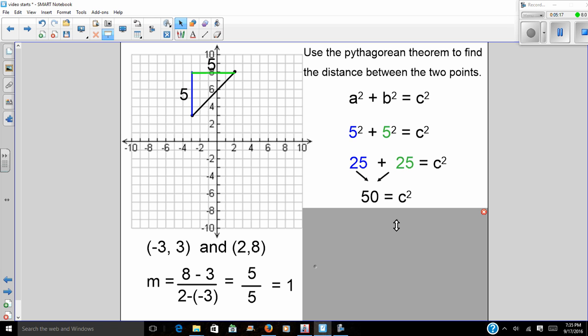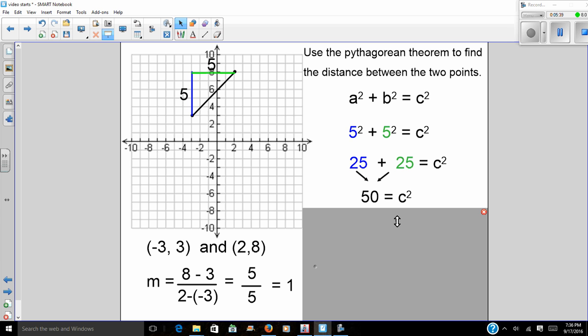Now my expectation on your quiz is that you are showing these steps, that you are showing the work, and that you are being very clear about where this information is coming from. I do not want to simply see a number appear on your paper. You will not get credit for it, I promise. Okay? So we need to make sure that this c squared is simplified.